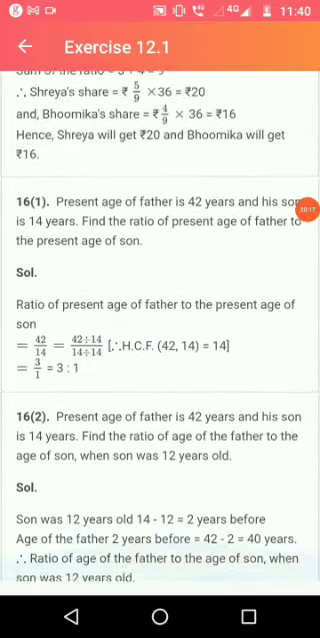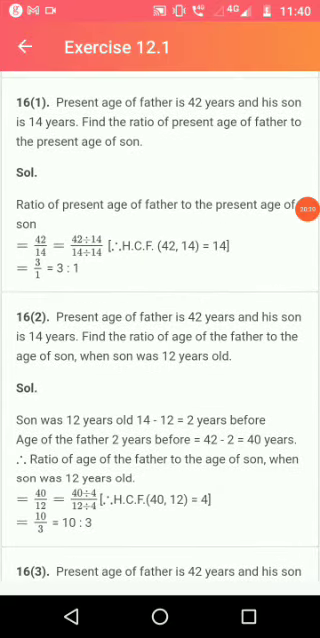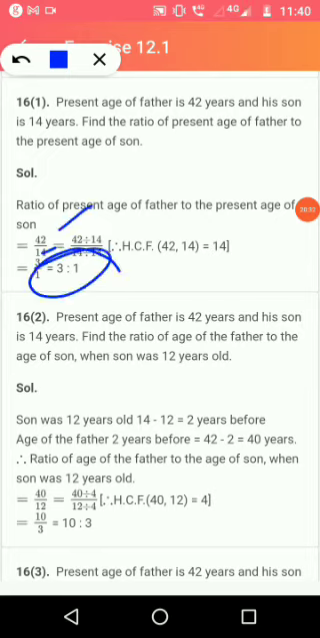Alright. Next question, 16. Present age of father is 42 years and his son is 14 years. Find the ratio of the present age of father and present age of son. Direct question. So father to son is 42 by 14. So simplify, you will get 3:1.